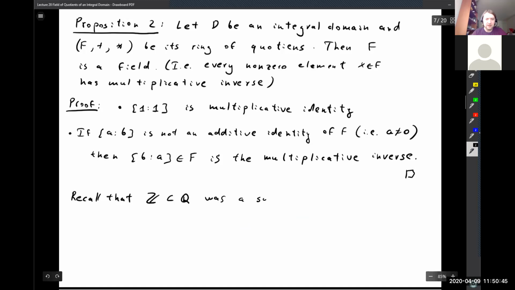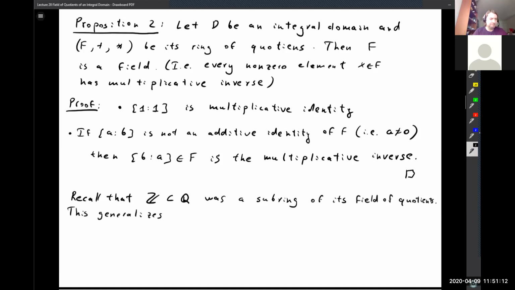Was a subring of its quotient field of quotients. And this actually generalizes to the following lemma.